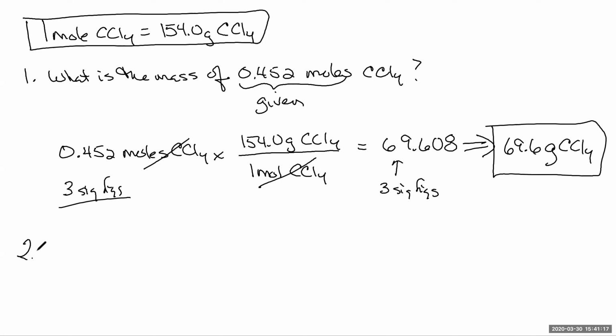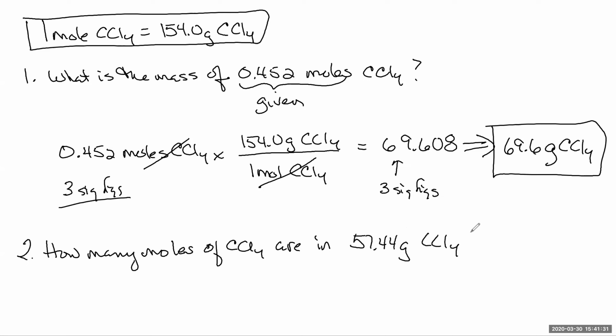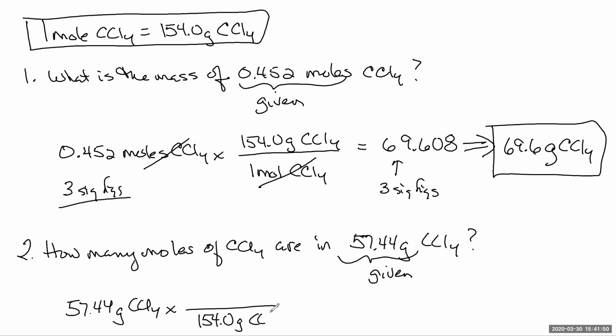Another type of problem we could do is how many moles of carbon tetrachloride are in 57.44 grams of carbon tetrachloride. Again, this is a conversion problem, and this time our given is in grams. So our given being in grams, 57.44 grams of carbon tetrachloride. In my conversion factor, I'm not going to put moles on the bottom, I'm going to put grams on the bottom. Now grams of carbon tetrachloride will cancel out.